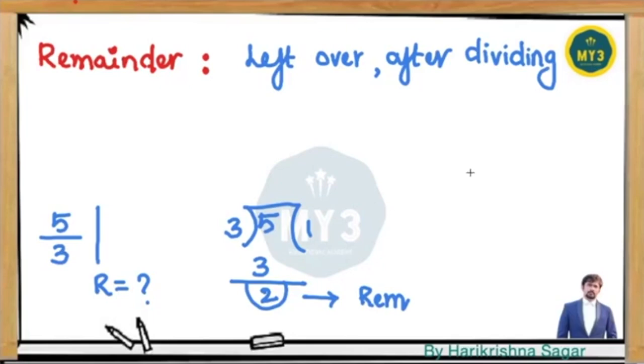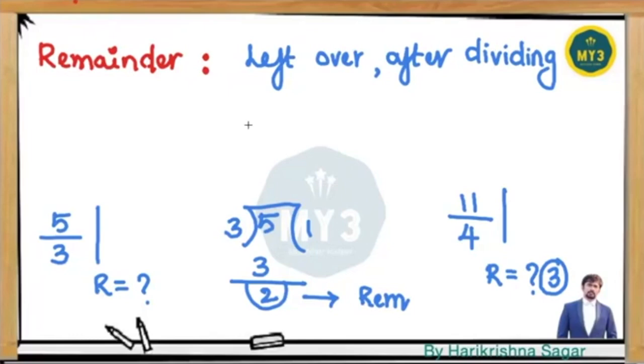For example, if you take another example, let's assume that we have a question like this: 11 divided by 4. What is the remainder? Very good. 4 twos are 8, 4 threes are 12. So 4 twos are 8, and we are left with a remainder of 3. So remainder is nothing but something which is left over. Just do remember this point.